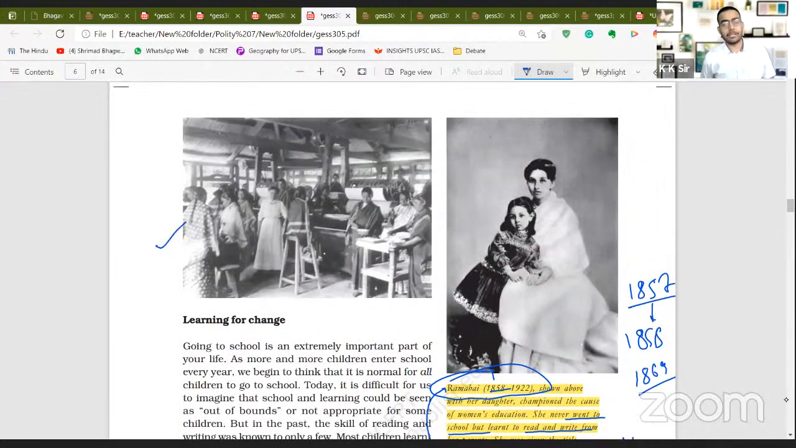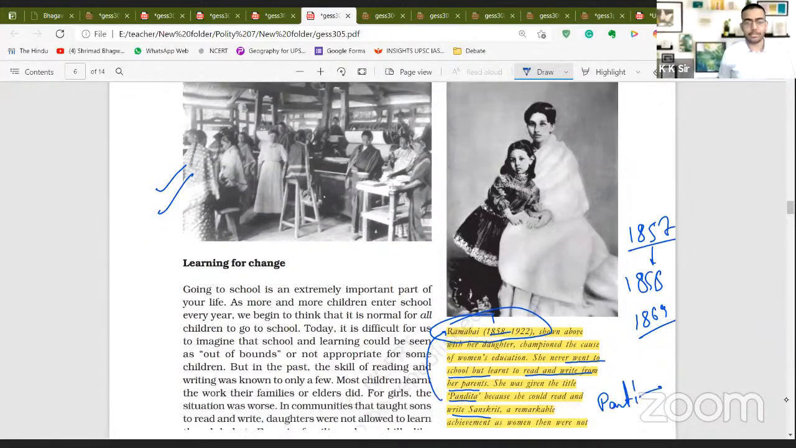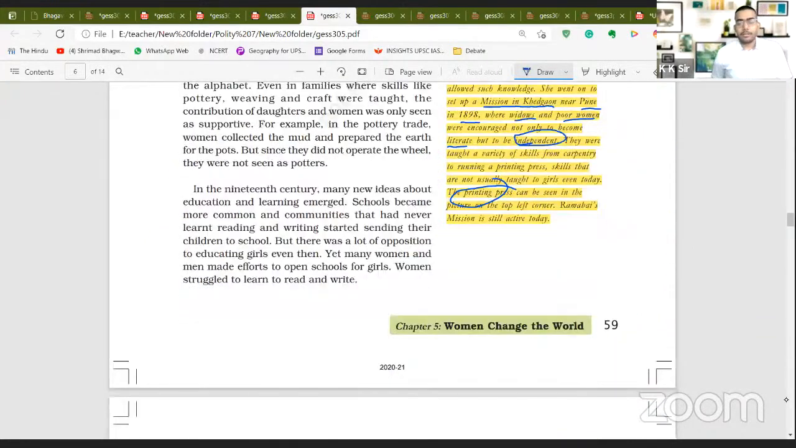These are the women running a printing press. Even today, you will not find women in printing presses. You will find women as editors, you will find women as reporters, you will not find women in printing press because it's supposed to be a physical work. But she was doing that.